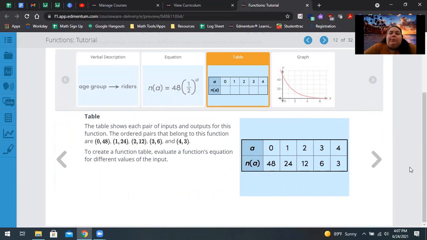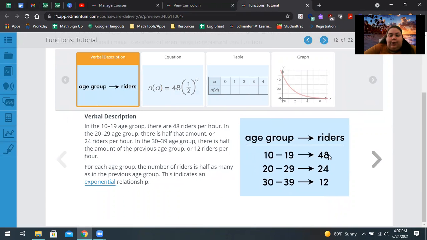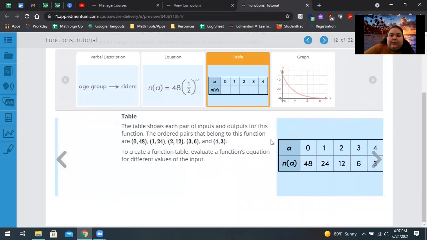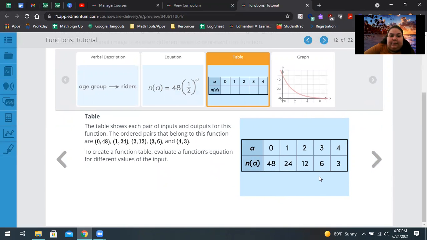So the table can also represent the coordinate pairs when it comes to graphing, right? If you think about it, we have the verbal description, and from the verbal description we made an equation, and from the equation we created a table, and we can actually use this table for that last step, which is to plot those points onto the graph. So in the table here, we start out from 0 to 48, because originally we started out with 48 riders in the 10 to 19 group. From 20 to 29, we had 24 riders, and that is being reflected there in the table.